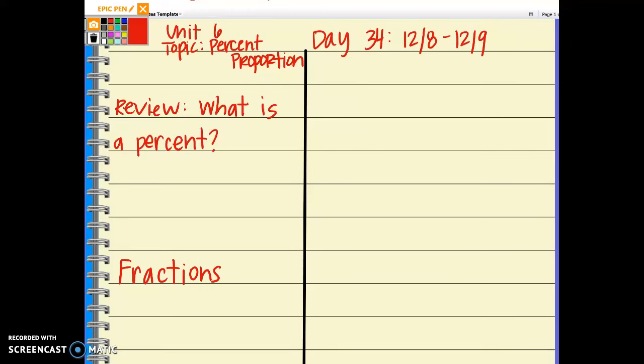So today is day 34, December 8th for A Day, December 9th for B Day. The topic today is on percent proportion. Before we get started, let's do some review.